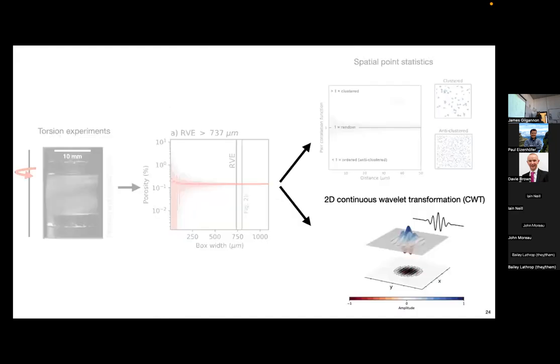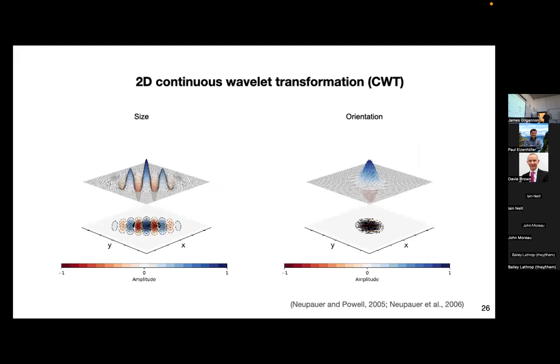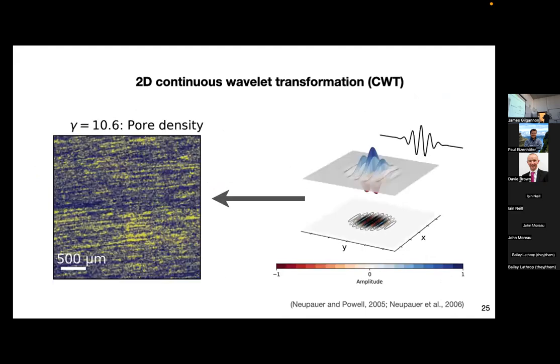But of course, we want to understand that larger window in the mylonite. So we use 2D continuous wavelet analysis. This looks fancier than it is. It's pretty simple. If you're used to kernel analysis of any kind, this is essentially that. We take essentially a kernel of a very particular form, and we convolve it all over the image, and we look for interactions.